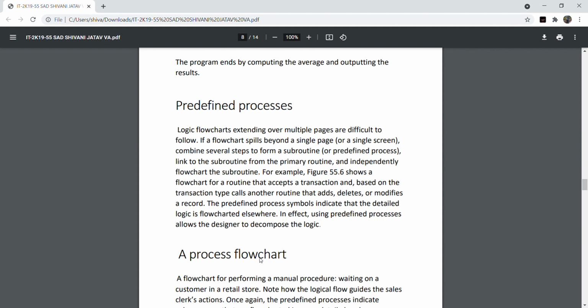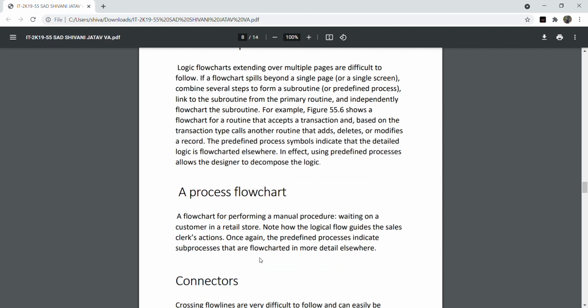For example, a flowchart for a routine that accepts a transaction and, based on the transaction type, calls another routine that adds, deletes, or modifies a record. The predefined process symbol indicates that the detailed logic is flowcharted elsewhere. In effect, using predefined processes allows the designer to decompose the logic.